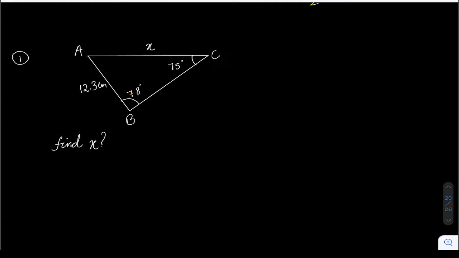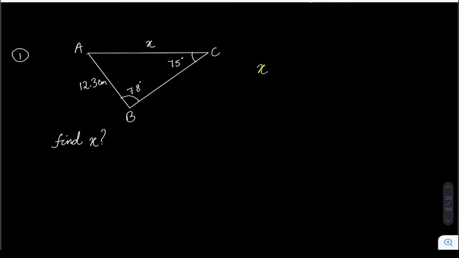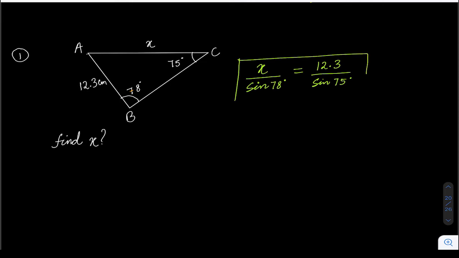So let's take one side of this triangle, x. So x divided by, now remember, sine of angle opposite to x. So what is the angle opposite to side x? 78. So x over sine 78 degrees equals the second side, that is 12.3, divided by sine of the angle opposite to 12.3, that is 75. So obviously we can apply it in this, and only x is unknown, so we can find it. Okay, let's find x.